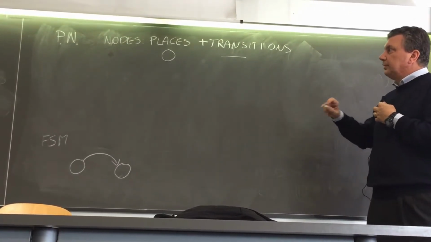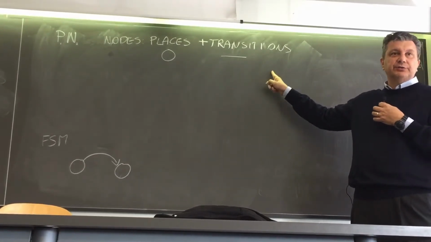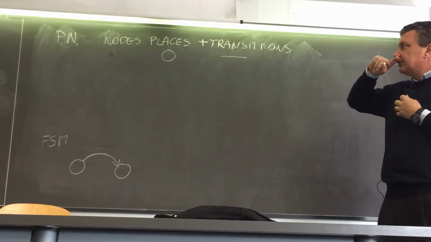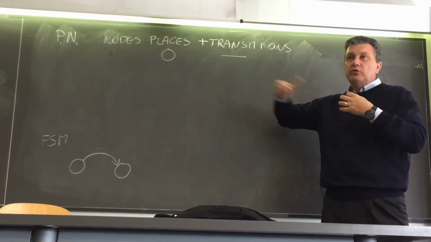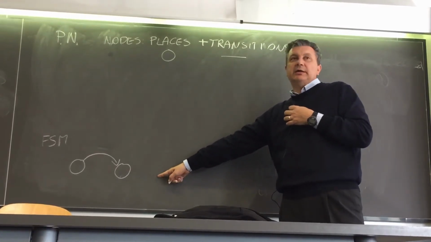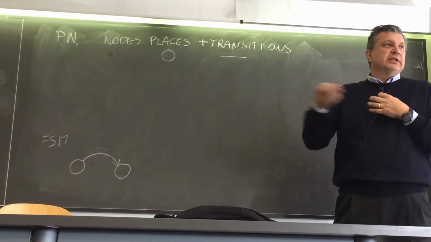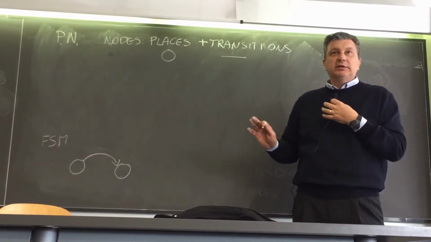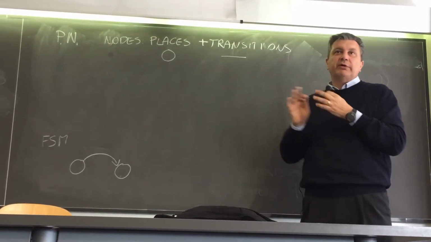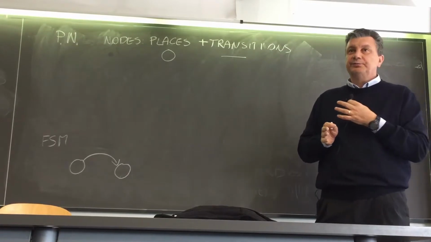Then there is the transition function. The transition function basically says who is connected with who. In the case of automata, you can connect one state with another state. That's it. In the case of Petri nets, you have two different nodes, and so you have slightly more combinations.